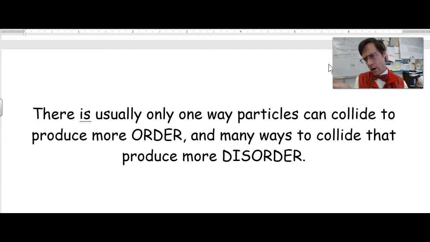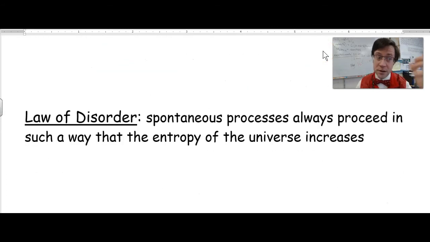So you have one option or a near infinite number of possibilities. If you have one option and near infinite possibilities, you're probably going to land in the near infinite, right? So that's kind of what entropy is and why it happens so much, because there are way more options for it to be like that.